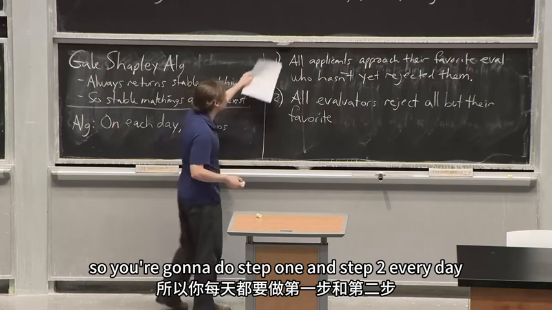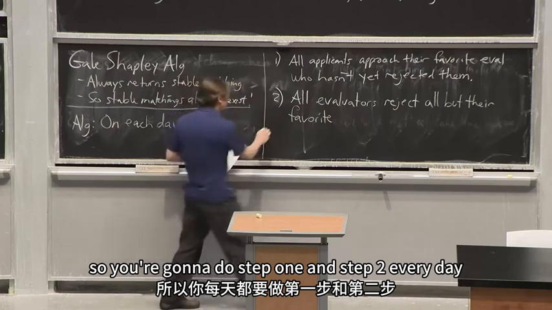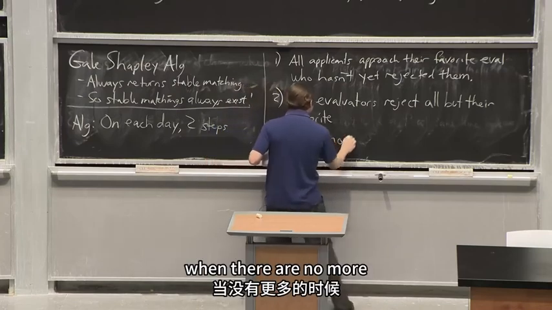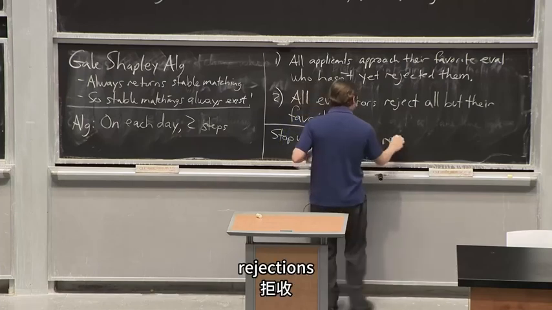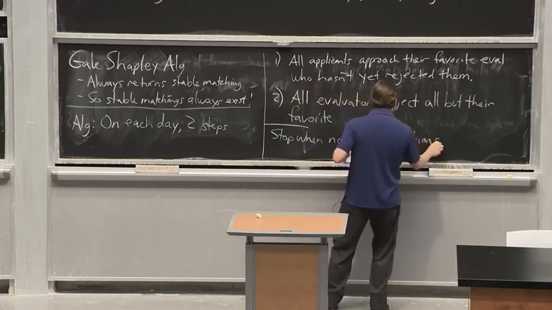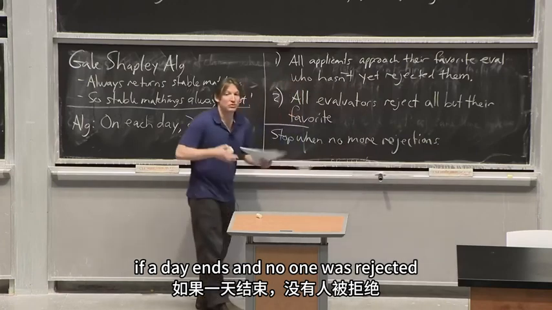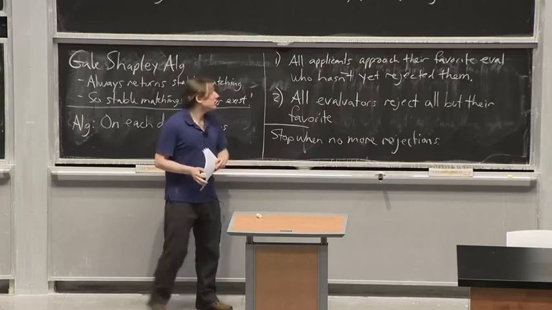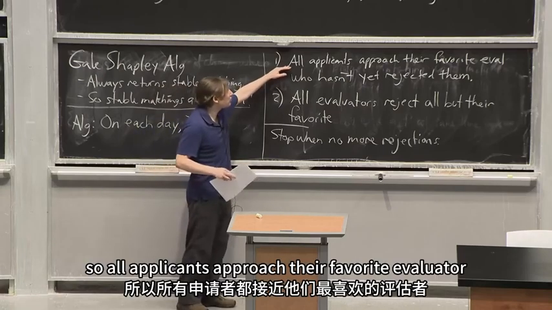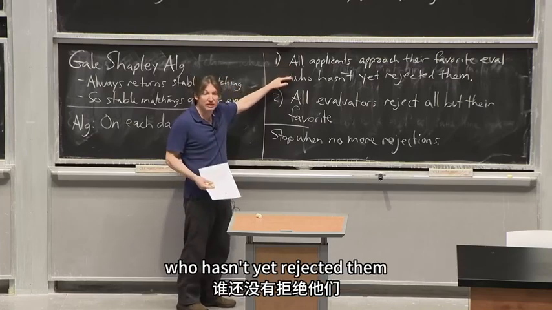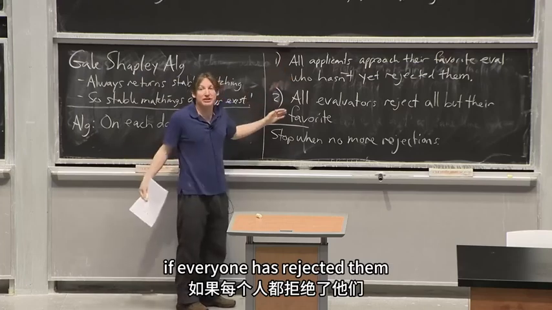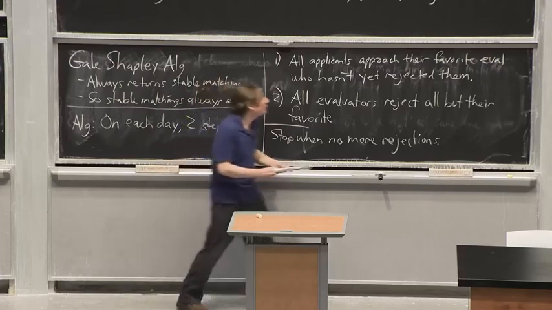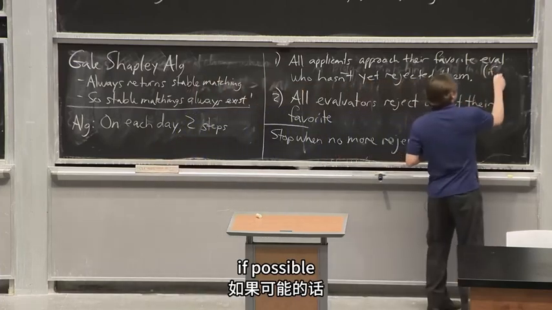So you're going to do step 1 and step 2 every day and stop when there are no more rejections. If a day ends and no one was rejected, then that's the end of the algorithm. Now, what I haven't said is, all applicants approach their favorite evaluator who hasn't yet rejected them. If everyone has rejected them, then there's nothing for them to do. They go home and cry, if possible.